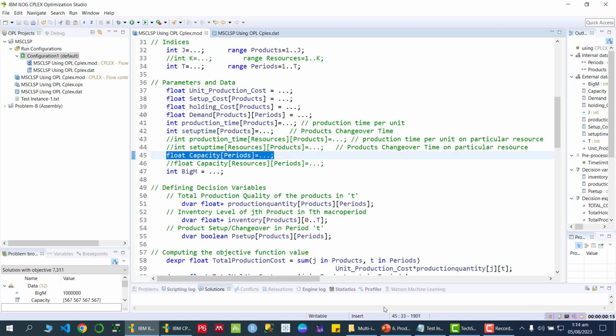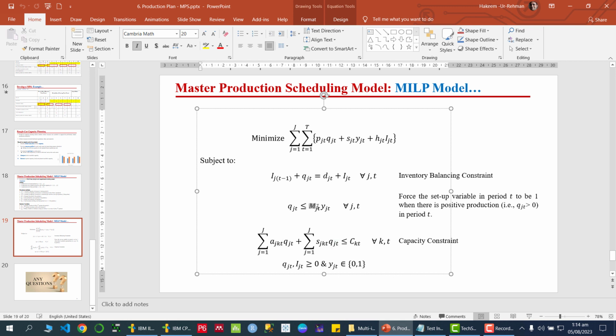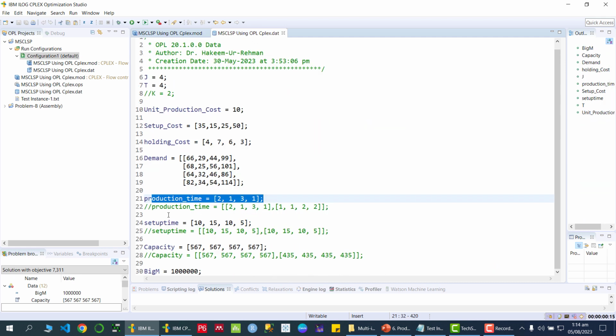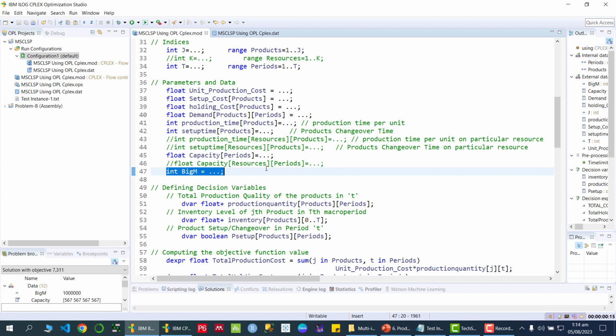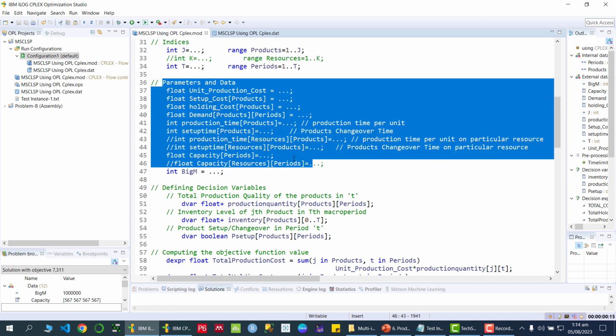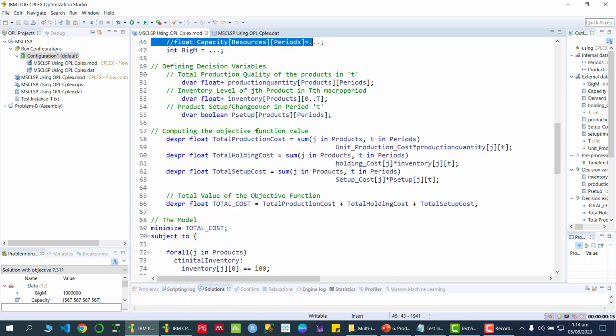Okay, and lastly, because in the model we have M_jt, which is indicating the big M, that's why we are defining int big M. And over here, I am defining the setup time, the capacity, and the big M number. So once we have defined the indices, the parameters and the data, the next thing we need to define is the decision variables.